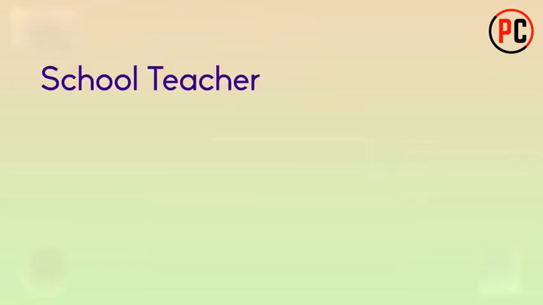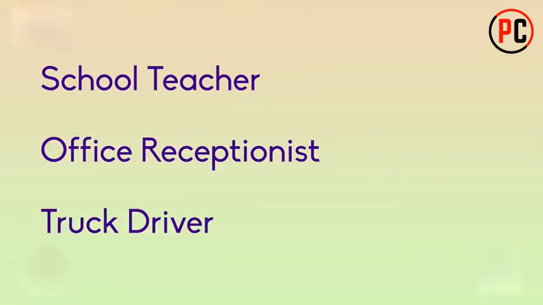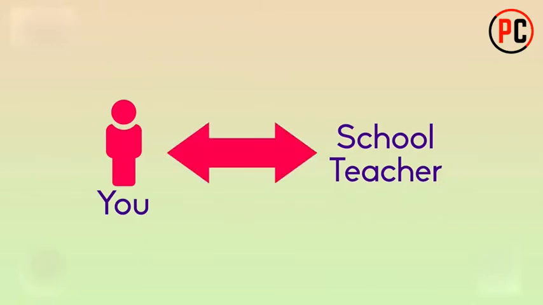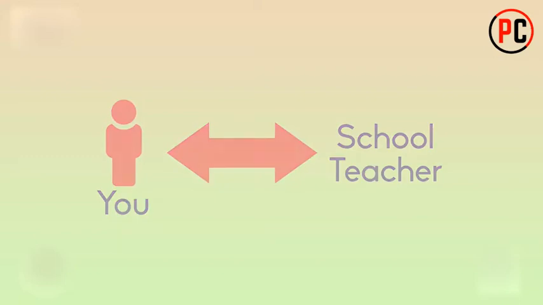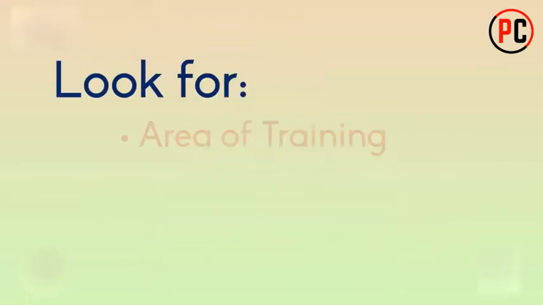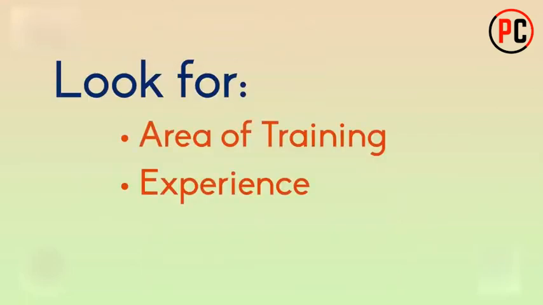It is normal to try and narrow your job search to the field or area where you want to work or where you have training. For example, school teacher or office receptionist or truck driver or nurse. This way, you can match yourself with jobs that you are more likely prepared for, and therefore you will have a better chance of getting an interview. So, when searching through job advertisements, look for job titles related to your area of training, experience, or interest.